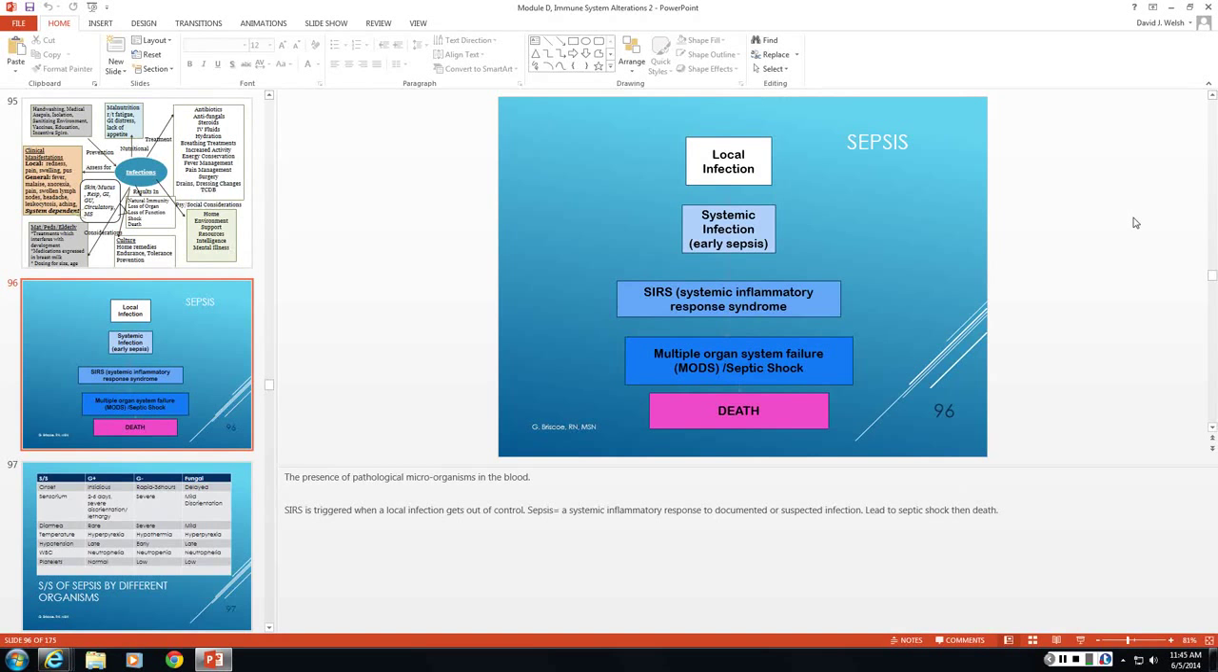Now, sepsis is the presence of a pathological microorganism in the blood. Systemic infection is usually early sepsis. SIRS is triggered when a local infection gets out of control. Like we said, sepsis is a systemic inflammatory response to documented or suspected infection. Now, this can lead to multi-system organ failure, septic shock, and also to death.